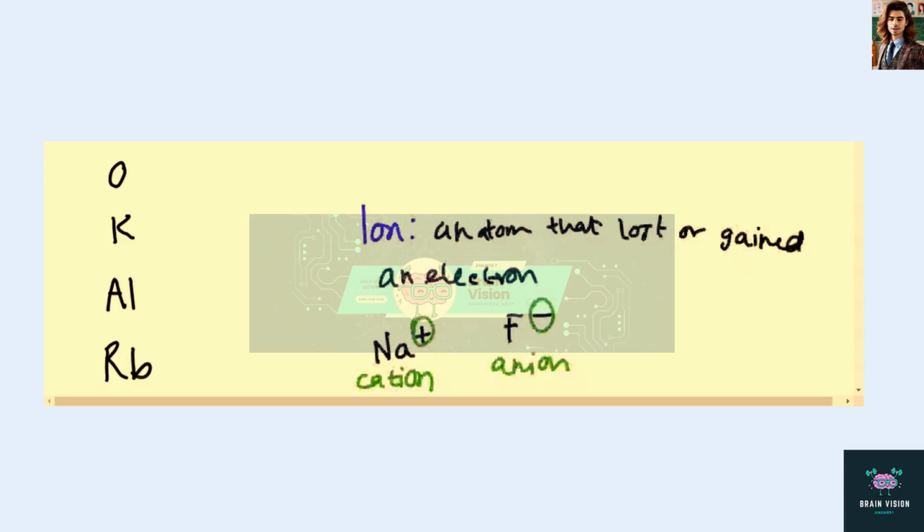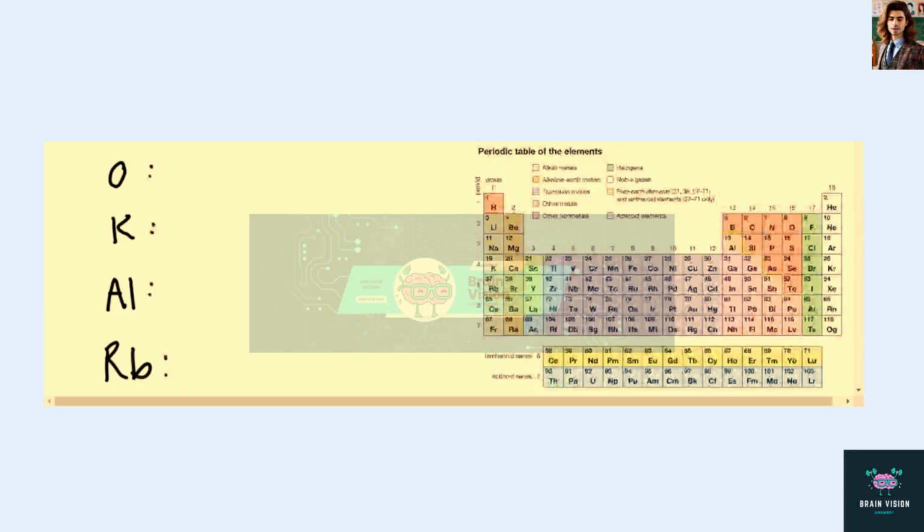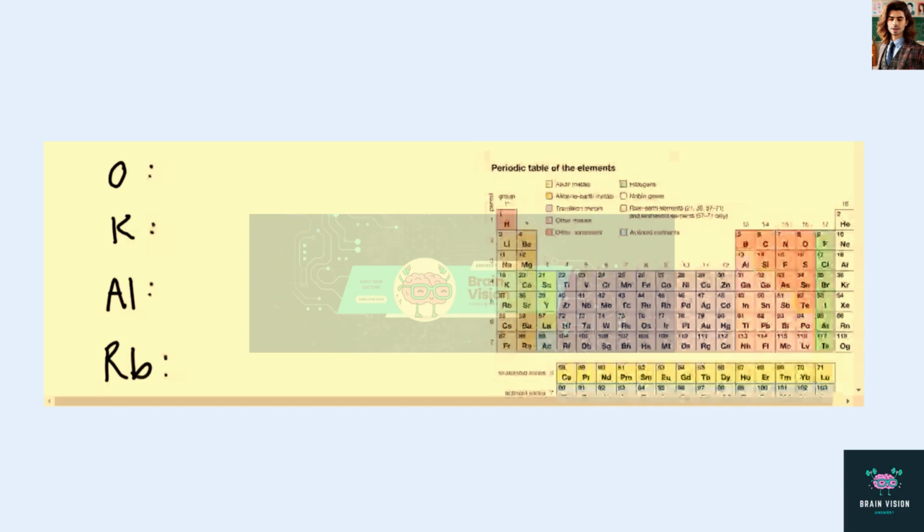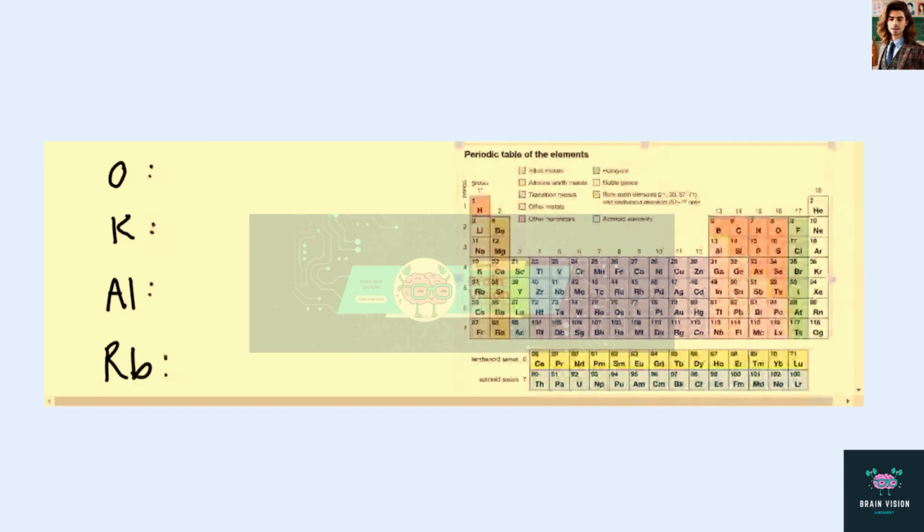And to predict the charge of the ion for each of these elements, I think it would be very useful to use the periodic table. So let's start with oxygen. Oxygen, you know, is located here, group 6A, as we call it. And it has 6 electrons in its outermost shell, right?